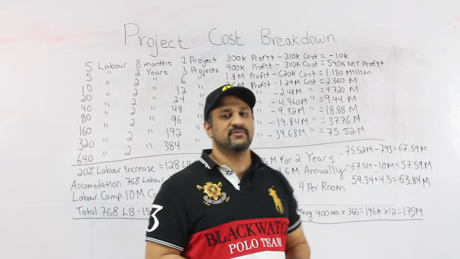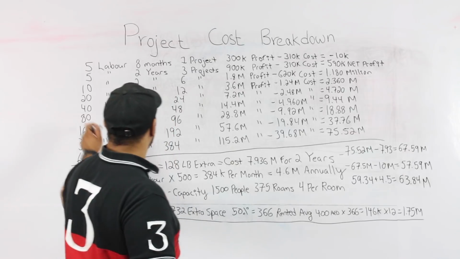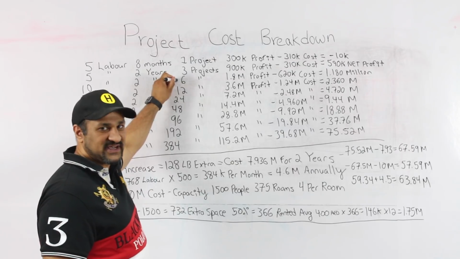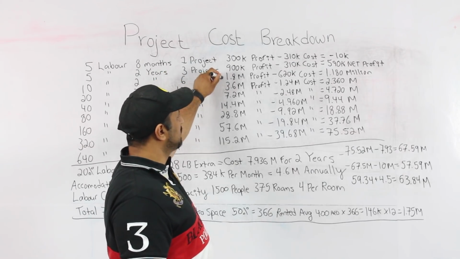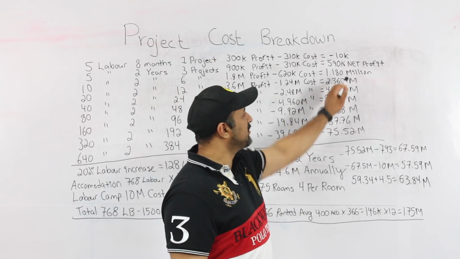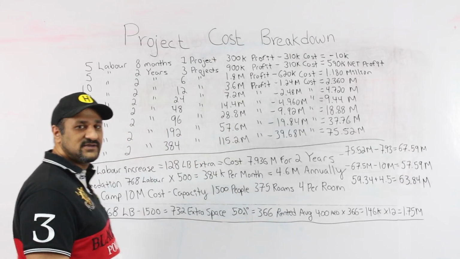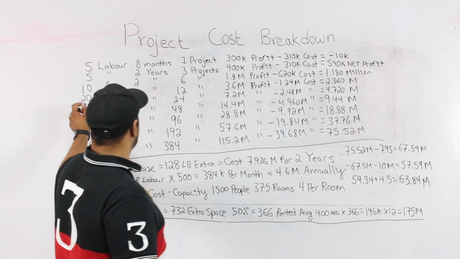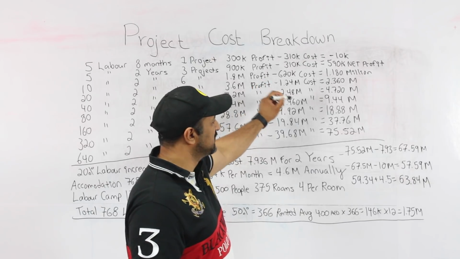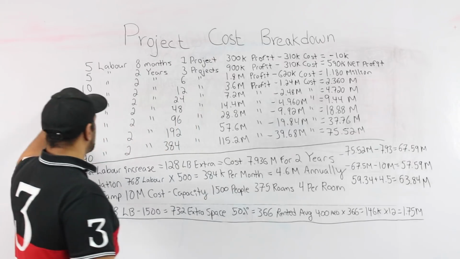Okay, let's go to step 3. In step 3, we double the labor. Now there are 10 laborers. 2 years again, but this time 6 projects. 1.8 million in profit minus our $620,000 cost gives us $1,180,000 net profit. Let's double it again. We're at 20 laborers now. 2 years, 12 projects, 3.6 million in profit minus our 1.24 million in cost, 2.360 million in profit. And we're doing this with 20 laborers.